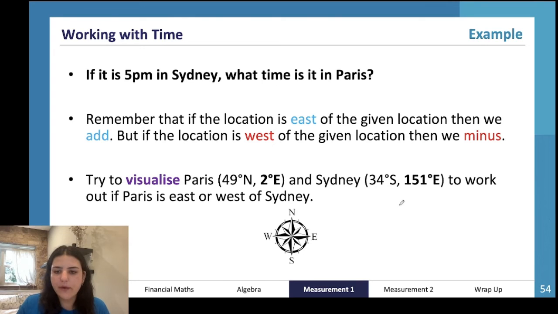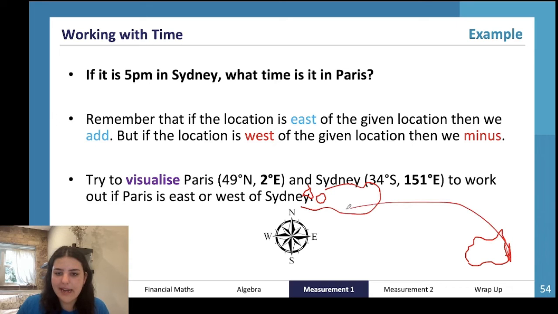So you kind of want to visualize it. The way I do it is I actually draw a little map in my head. Again, it's a very dodgy drawing of Australia. This is Sydney. And then we've got Paris right up here in France. And this is the UK, and we've got Spain to the side, right? So this is all Europe up here. This is where we are.